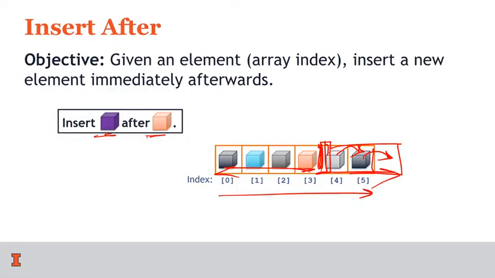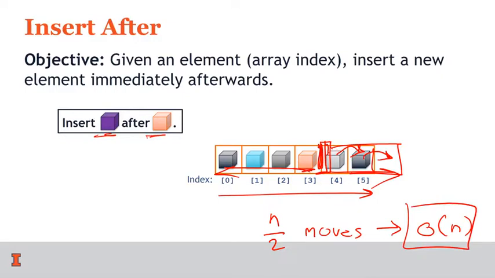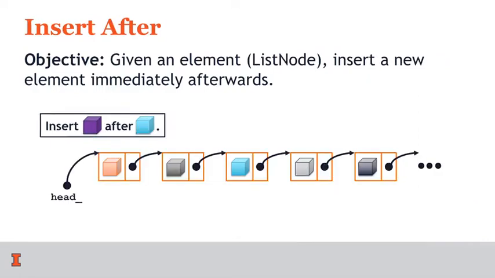But if we insert an element at the very center of the list, we're going to have to move n divided by 2 data moves. So by moving n divided by 2 elements, using big O notation, we know that this is big O of n total moves. So the amount of time it takes to insert after a given element is O of n.